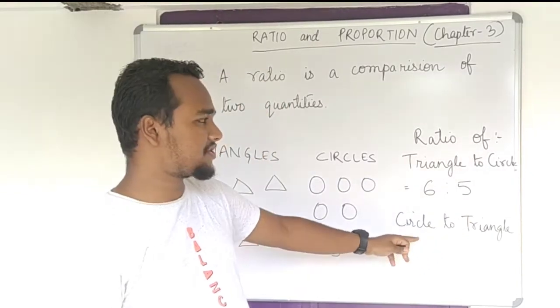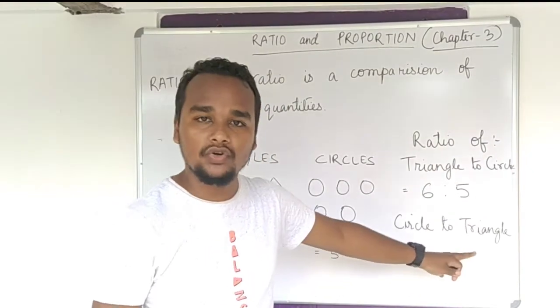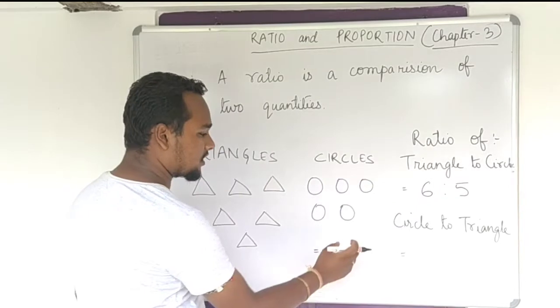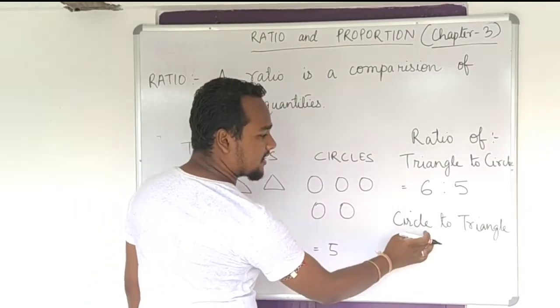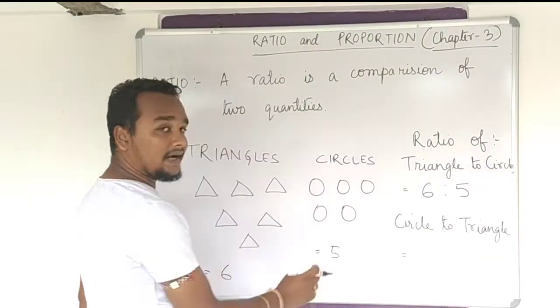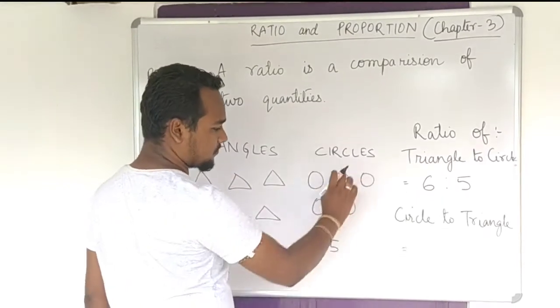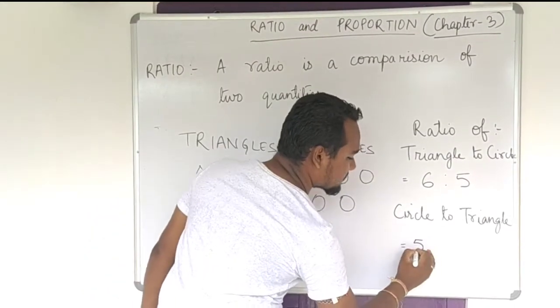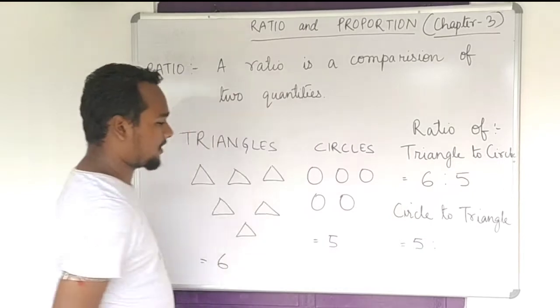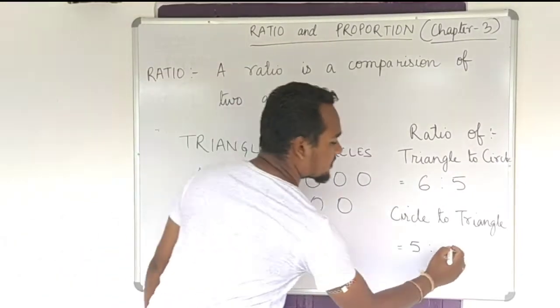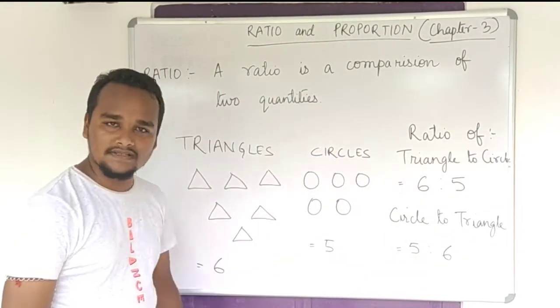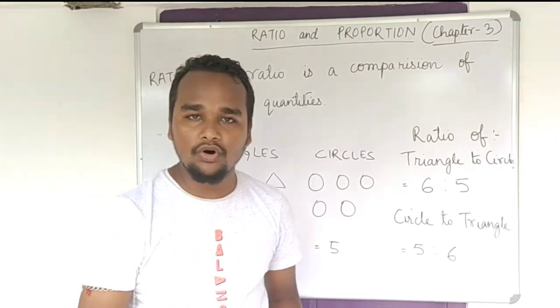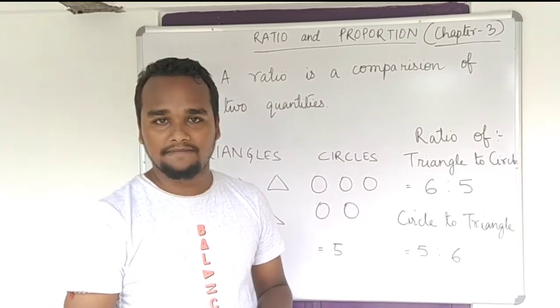Similarly, what is the ratio of circle to triangle? Since it is starting with circle to triangle, you have to write the number of circles first. What is the number of circles here? It is 5. And what is the number of triangles here? It is 6. So the ratio is 5:6. This is the way to write the ratio of any quantity.